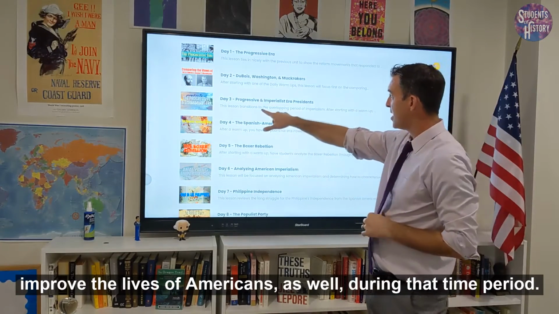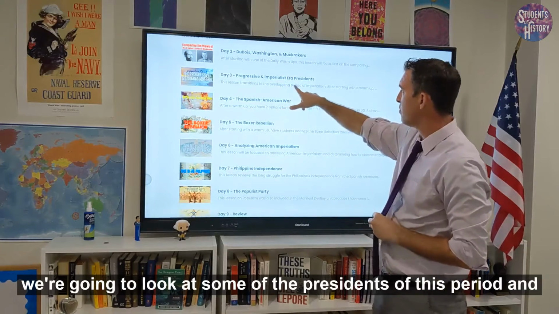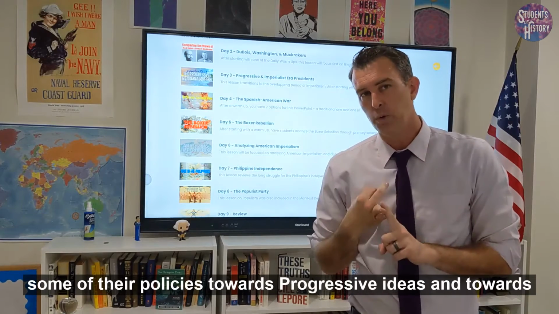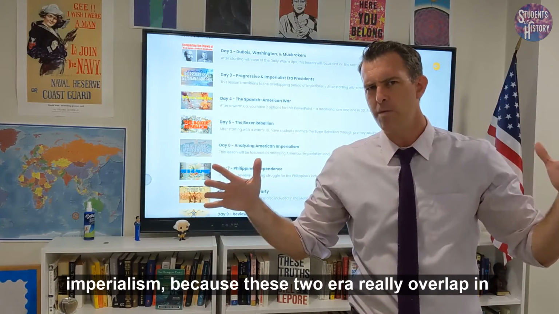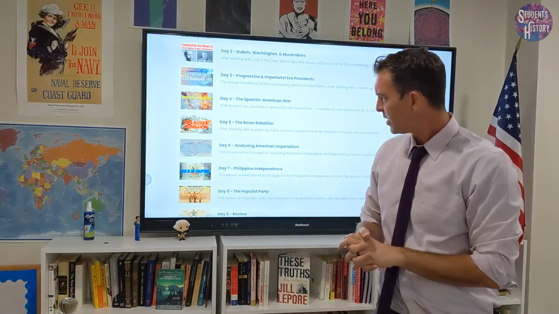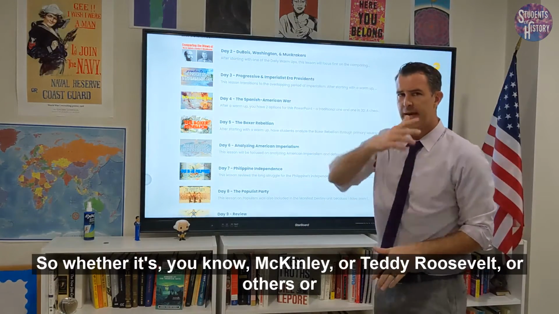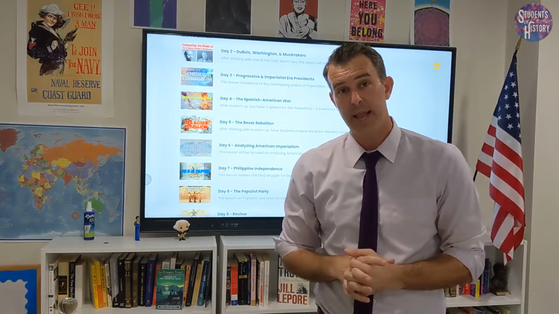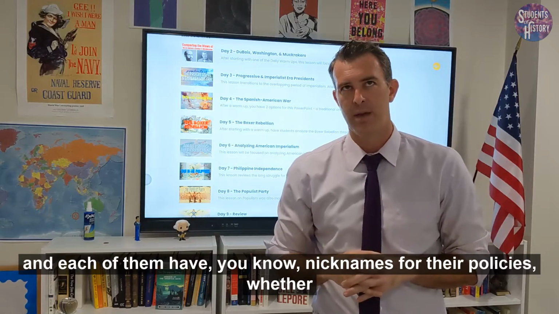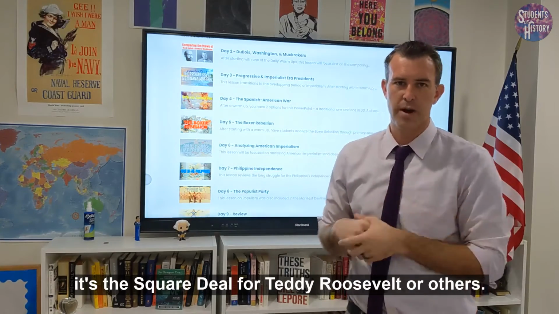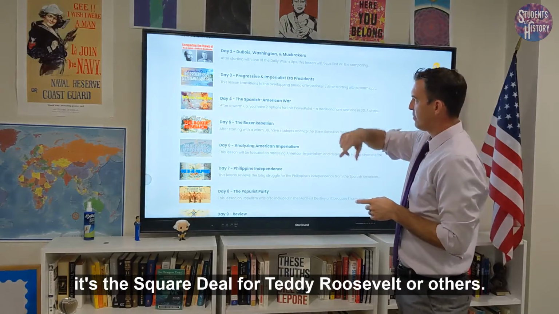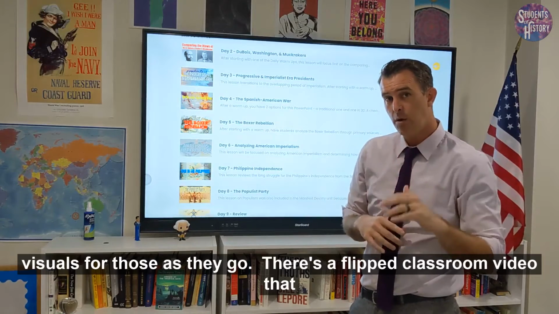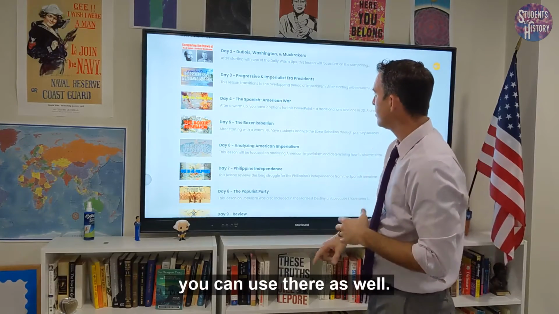Day three, now we're going to look at some of the presidents of this period and some of their policies towards progressive ideas and towards imperialism, because these two eras really overlap in American history. So whether it's McKinley or Teddy Roosevelt or William Howard Taft, we're going to be looking at their policies, and each one of them has little nicknames for their policies, whether it's a square deal, like for Teddy Roosevelt, or others. We're going to have a great graphic organizer where they're going to create visuals for those as they go. There's a flipped classroom video that you can use there as well.